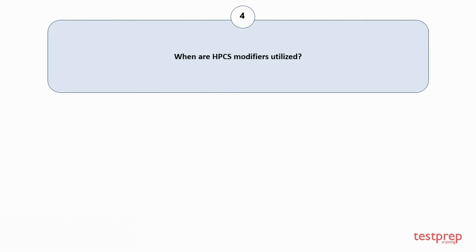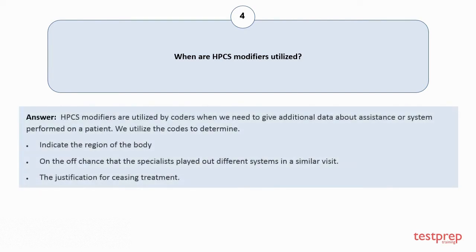Question number 4, when are HCPS modifiers utilized? Your answer is: HCPS modifiers are utilized by coders when we need to give additional data about assistance or system performed on a patient. We utilize the codes to determine: 1. Indicate the region of the body. 2. On the off chance that the specialists played out different systems in a similar visit. 3. The justification for ceasing treatment.